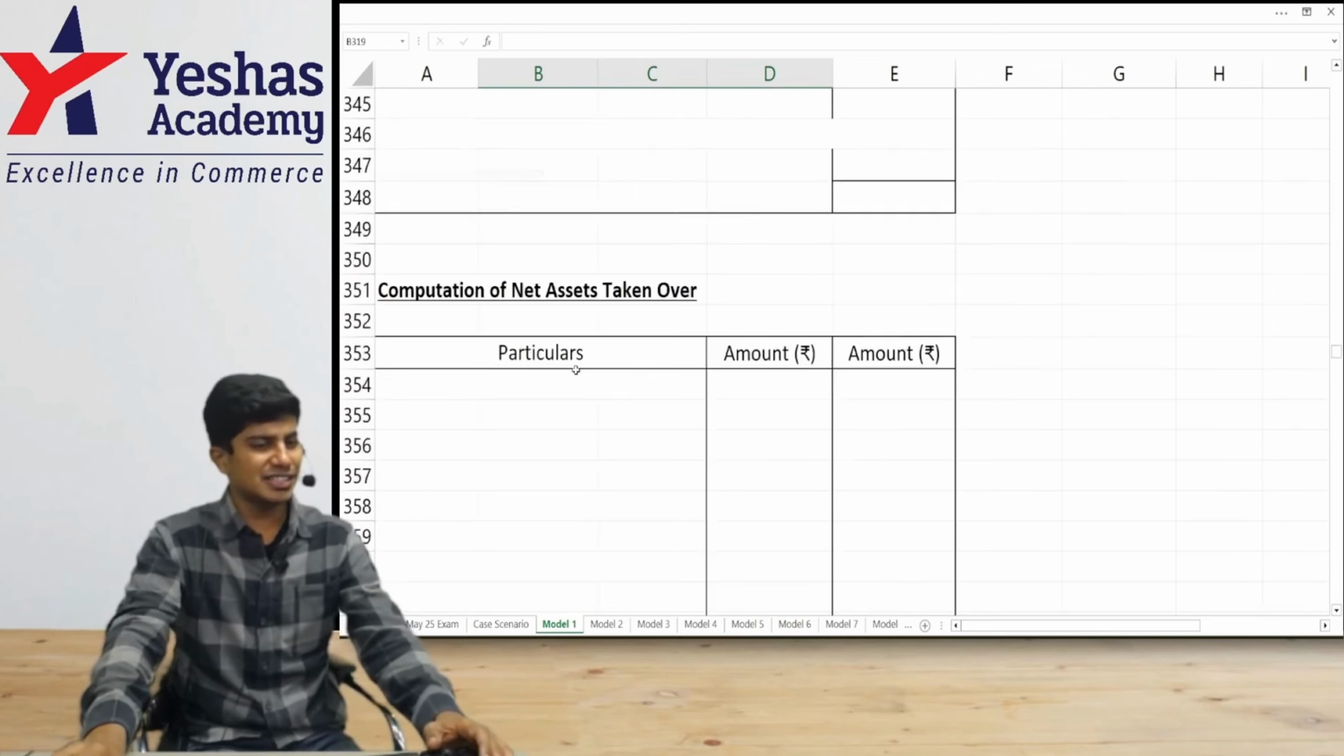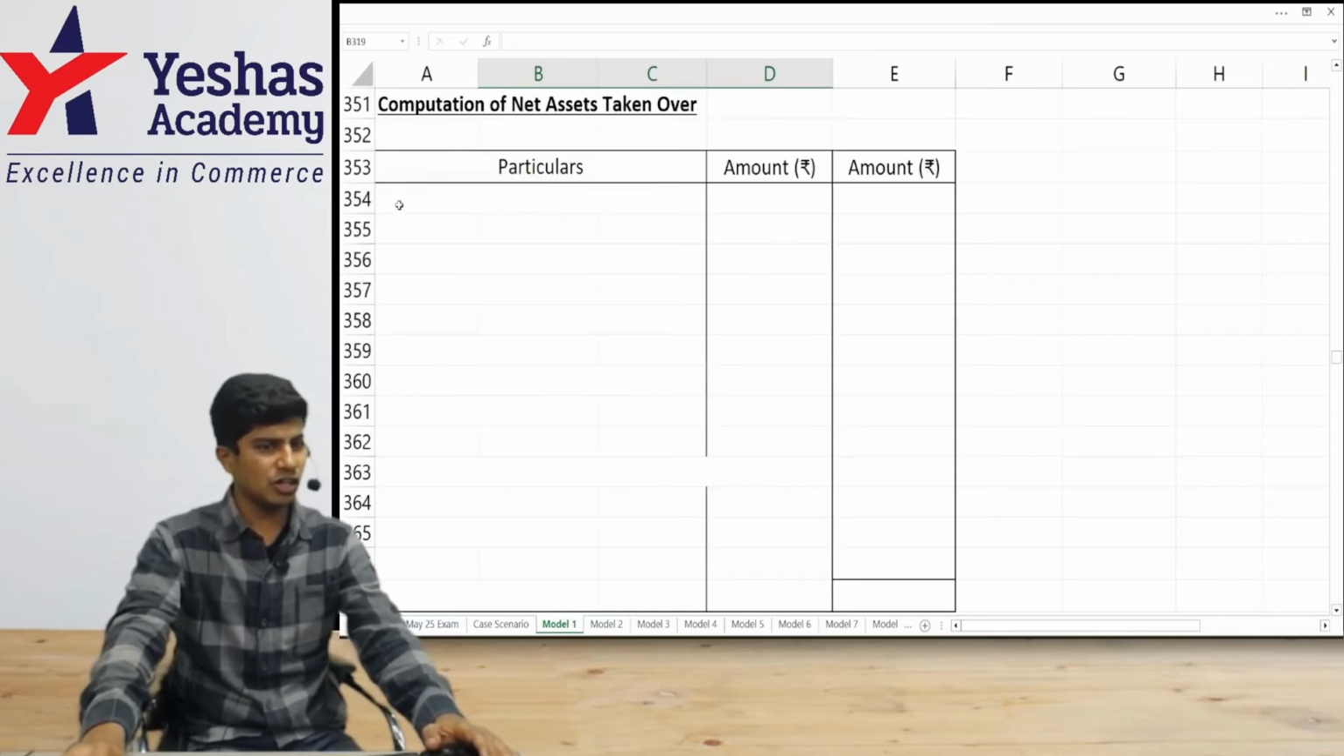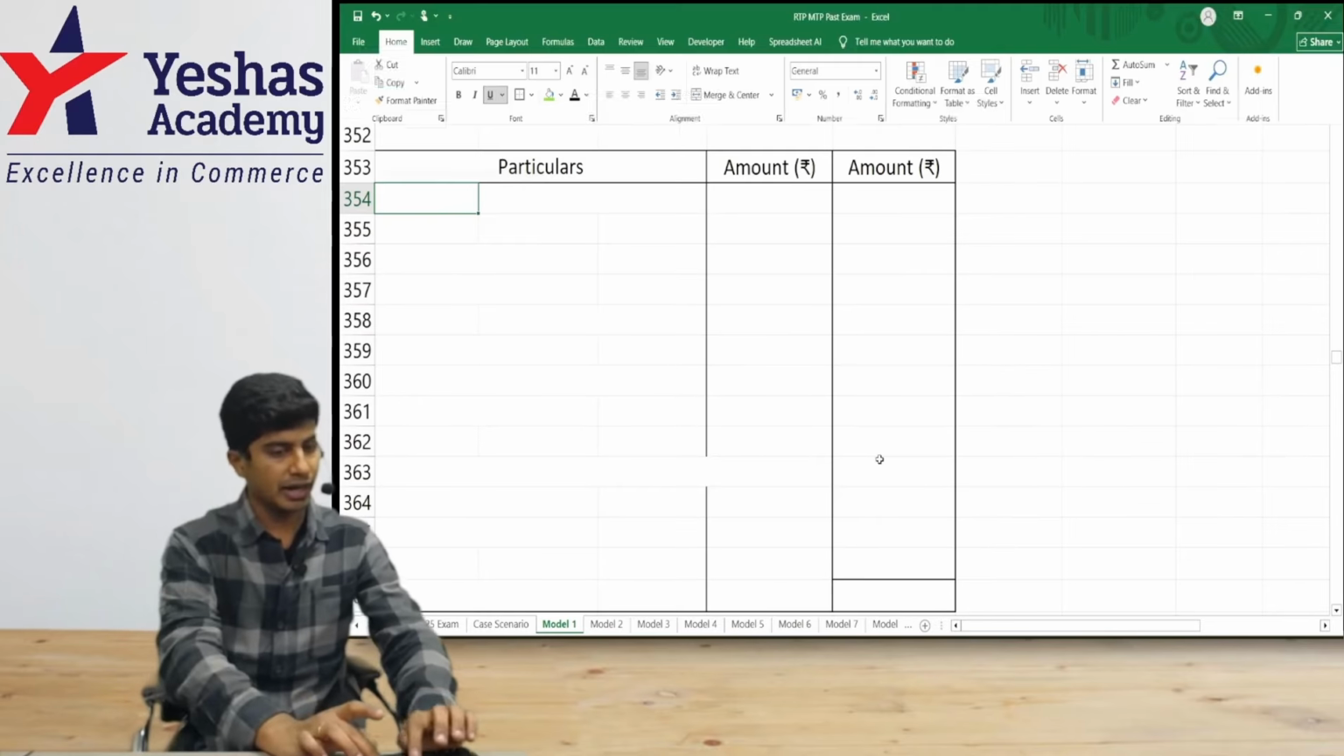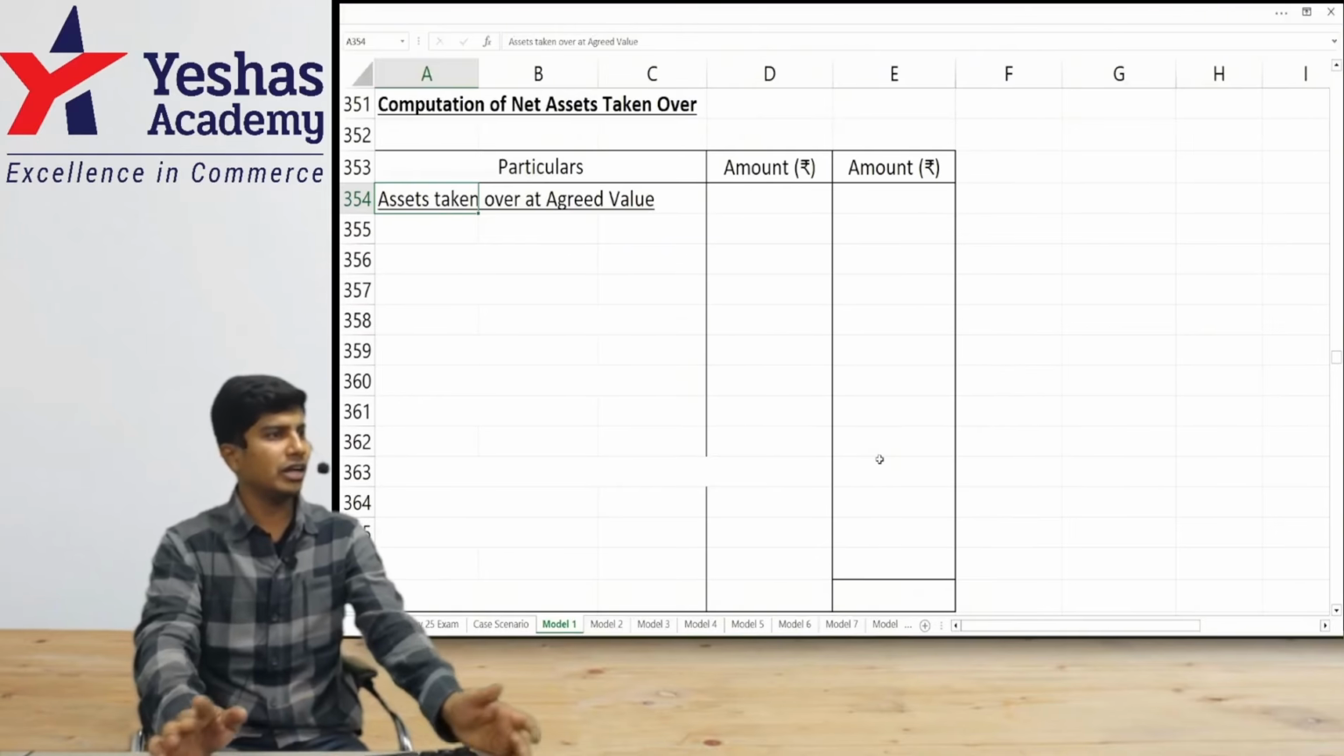Nice. Then let's do a NAM computation. In this NAM computation, I will take all the assets at agreed value. And once I find NAM, I'll add goodwill also.